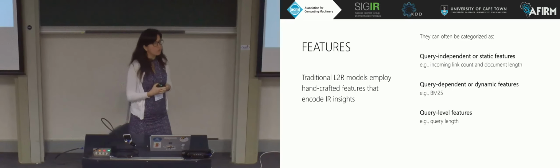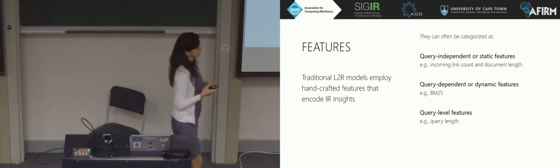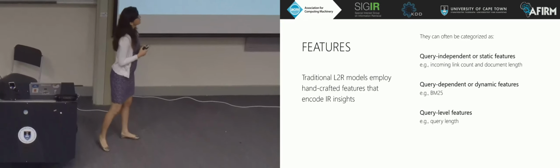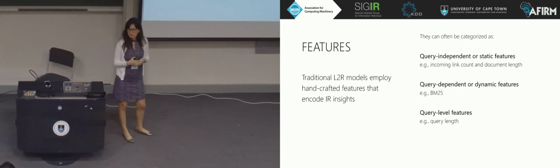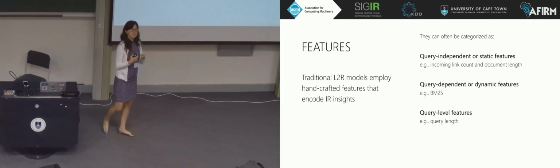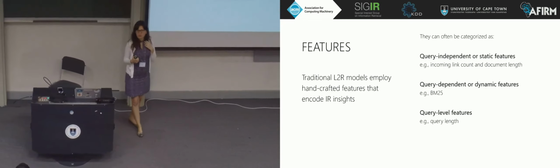These features can often be categorized into three different categories. One is query independent or static features. These are features that mainly depend on the document itself. They are completely independent of the query.